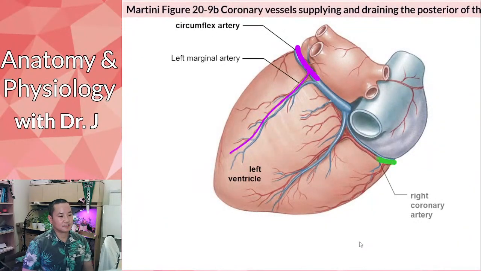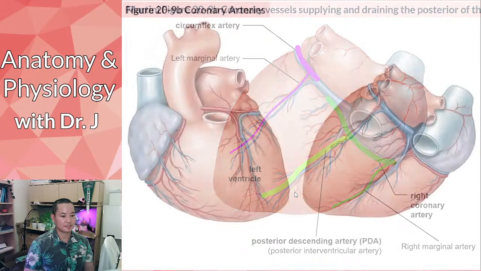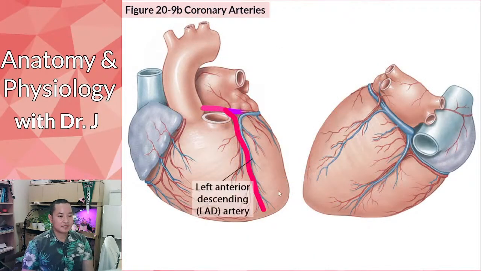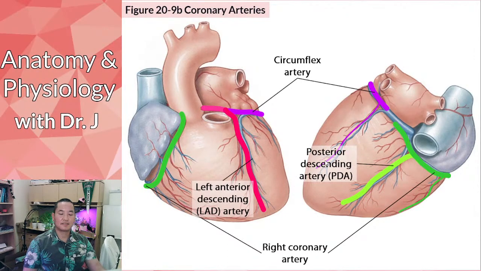So you should know both names for that, at least the LAD and PDA, because sometimes different textbooks or different professors or different surgeons might prefer one term over the other. Okay, so these are the ones I definitely want you to know. All of these listed, the circumflex, the LAD, the right coronary artery, and the PDA, you should definitely know all of these coronary arteries.